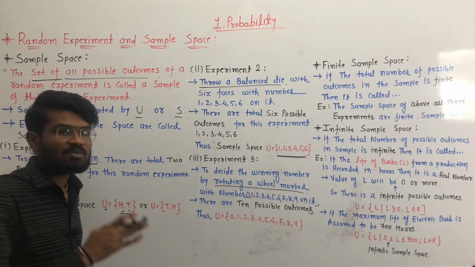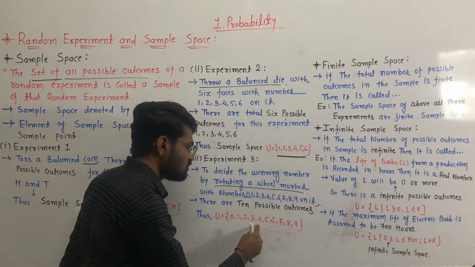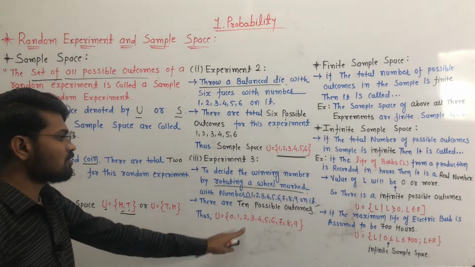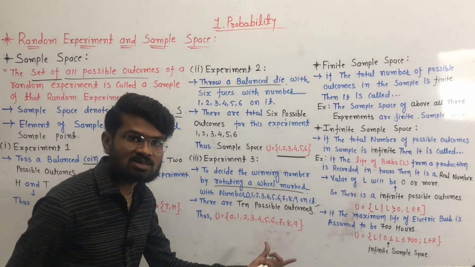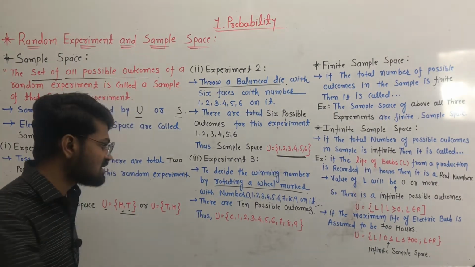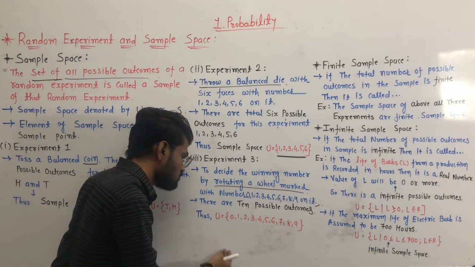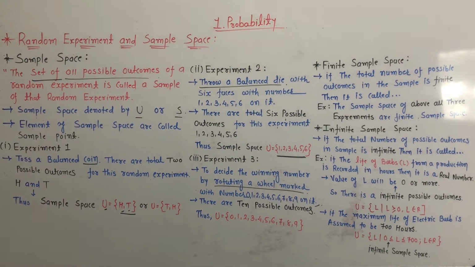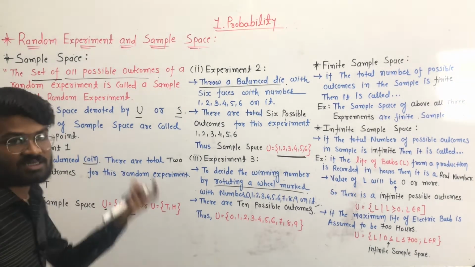So the possible outcomes of experiment 3 are 0, 1, 2, 3, 4, 5, 6, 7, 8 and 9. The sample space U is equal to {0, 1, 2, ..., 9}. So 0 to 9 are the total possible outcomes of experiment number 3. The set of all possible outcomes of a random experiment is called the sample space. Till now we have discussed what the sample space is from these 3 experiments.